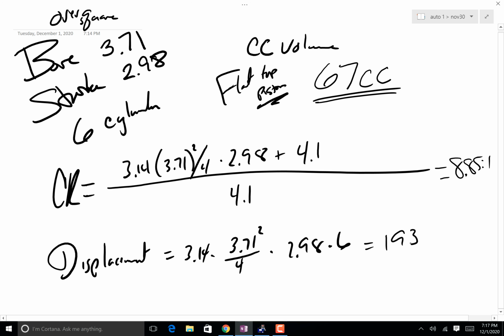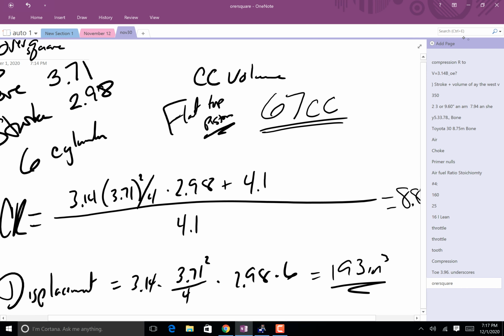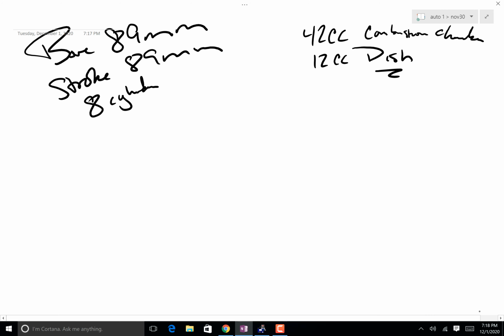193-ish cubic inches. All right. Sweet. Mr. Groom, do another one. Oh, all right, fine. This time, let's do a metric one. All right, one moment, please. All right, here you go, friends. Ooh, Mr. Groom, it's metricized. It is. Ooh, it's a square engine. What does that mean, Mr. Groom? It means the bore and the stroke is the same.